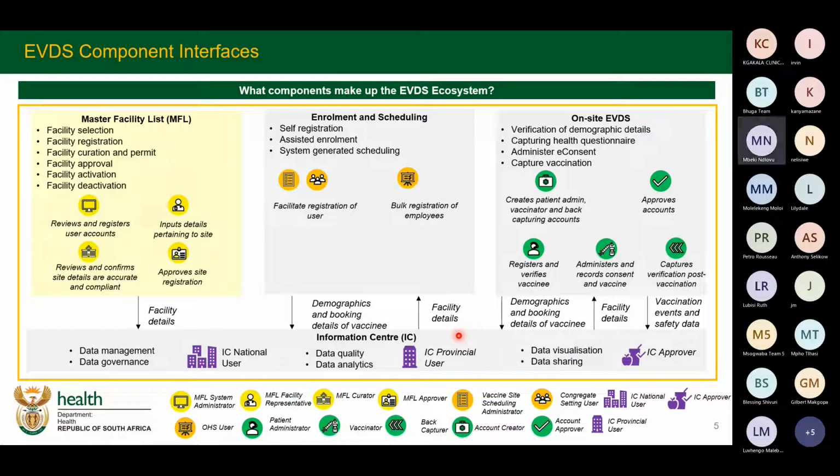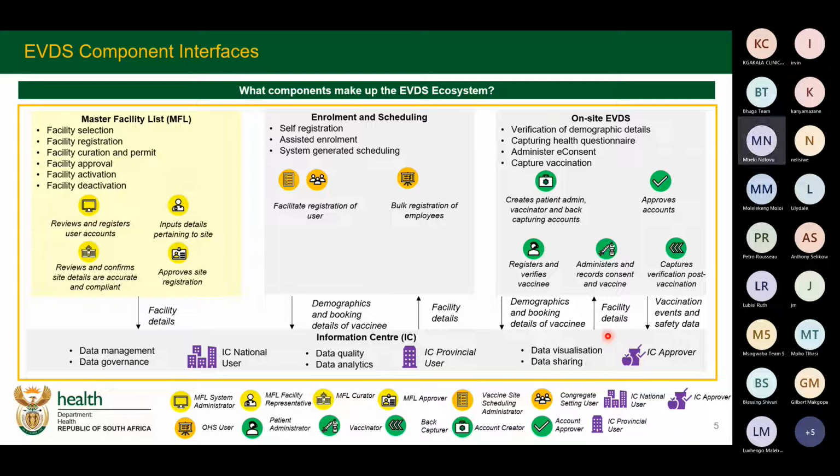We can see that there are arrows which show that there is movement of data from one component to the next component. We can see that from the MFL, there is facility data which is pulled onto the information center. There is also facility data which pulls from the information center into the enrollment and scheduling, and demographics and booking information that pulls onto the information center from enrollment and scheduling. Same applies on site EVDS. There is movement of data forward and backwards.